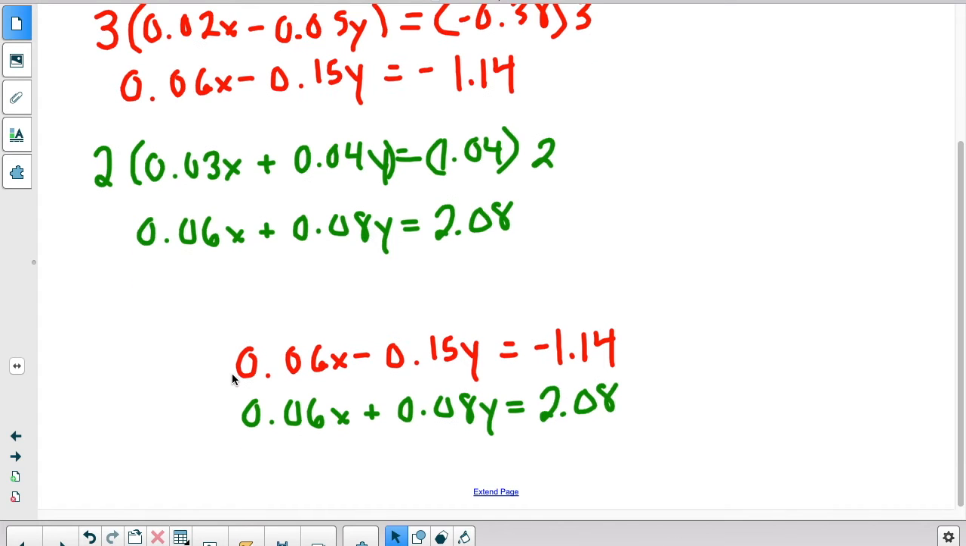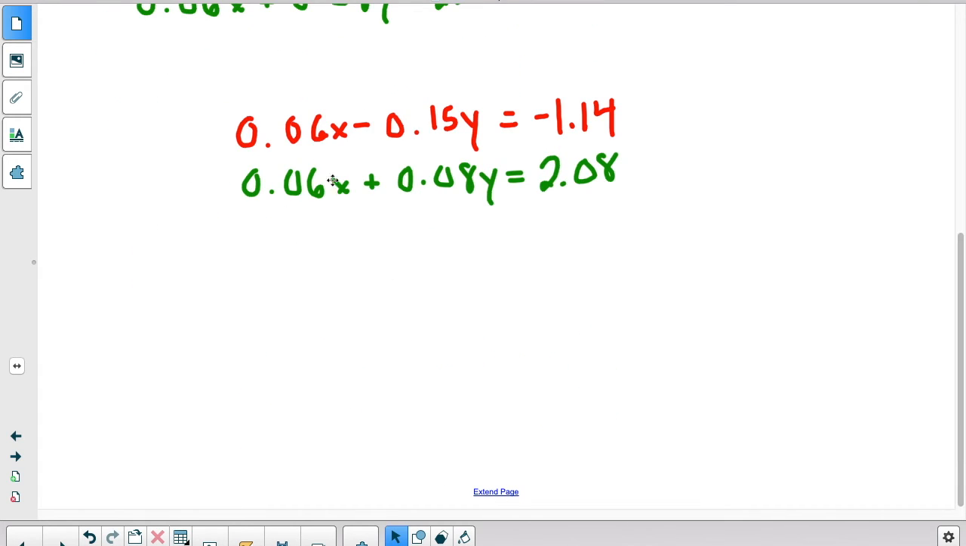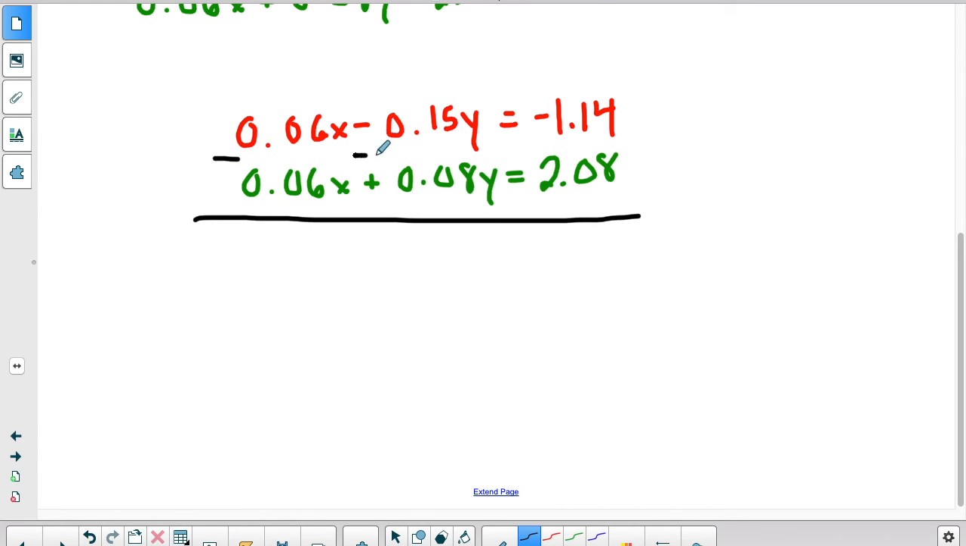And now that we have one of the variables matching up, so the 0.06x in both of these here, we can use our elimination method to solve it. Now because the signs are the same, we're going to subtract. If they are opposite, we would add. Because they're the same, we subtract, so these two here will cancel out.